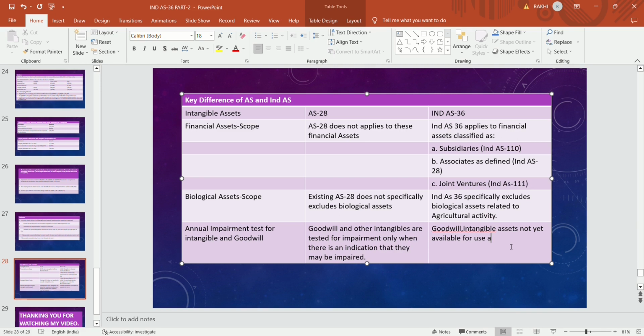But in Ind AS 36, it is specifically said that in case of goodwill, intangible assets not available for use, or intangible assets having an indefinite life, even if there is no indication of impairment, they will be tested every year.